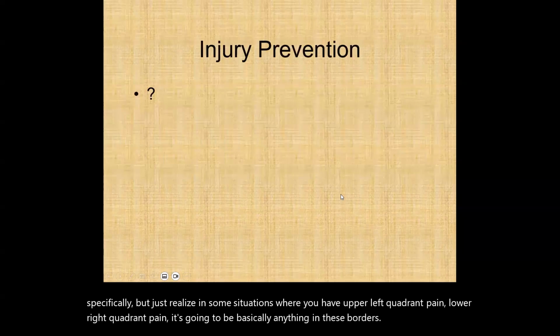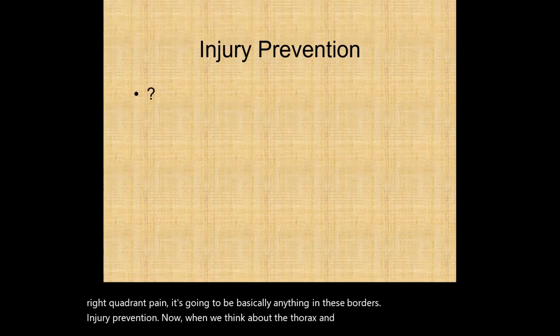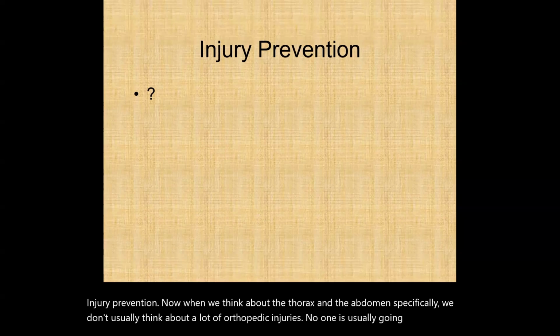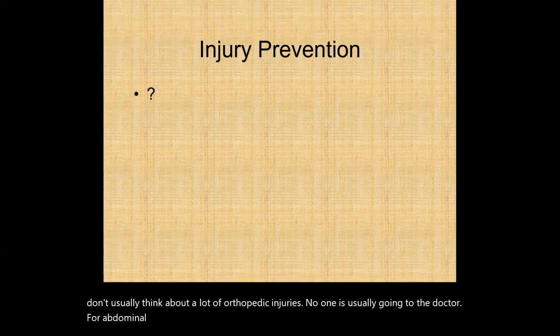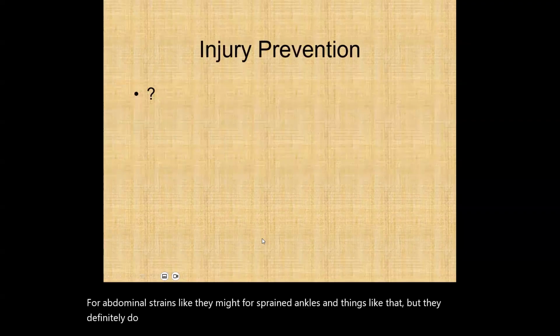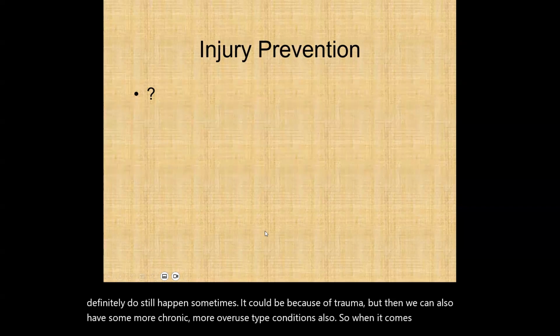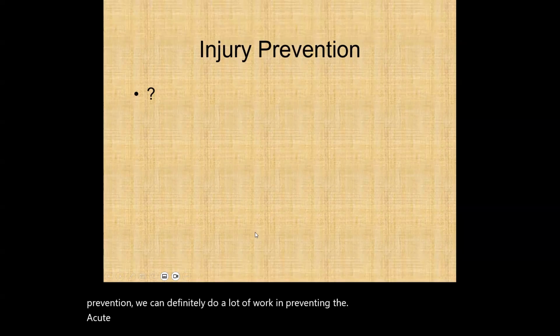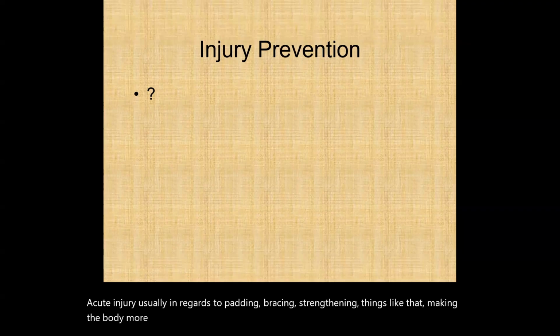Injury prevention. Now, when we think about the thorax and the abdomen specifically, we don't usually think about a lot of orthopedic injuries. No one is usually going to the doctor for abdominal strains, like they might for sprained ankles and things like that. But they definitely do still happen. Sometimes it could be because of trauma, but then we can also have some more chronic, more overuse type conditions also. So when it comes to injury prevention, we can definitely do a lot of work in preventing the acute injury, usually in regards to padding, bracing, strengthening, things like that, making the body more strong so the chance of injury happening will decrease.